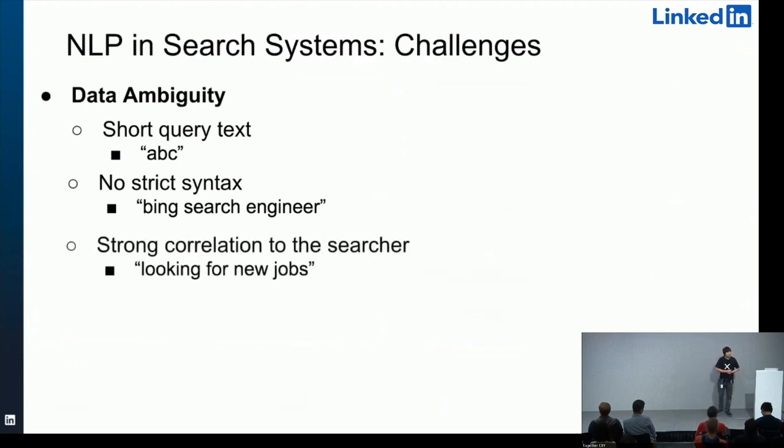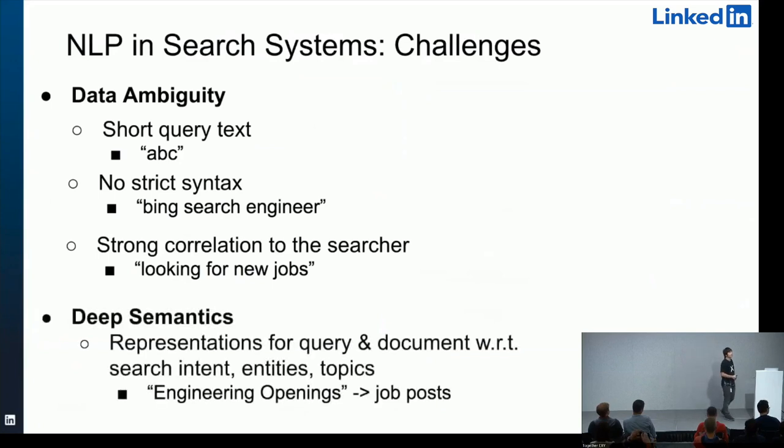Another one is that the query has strong correlation to the searcher. This is also something sometimes causing ambiguity. For example, a query looking for new jobs. Apparently, this should be a job seeker looking for new jobs, right? We should return job posts. But can you think about another interpretation? It could be, oh, you mentioned recruiter. Yes, it could be a recruiter looking for candidates whose headline is looking for new jobs.